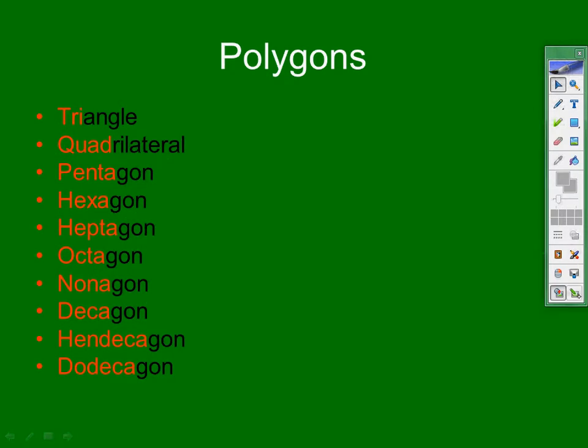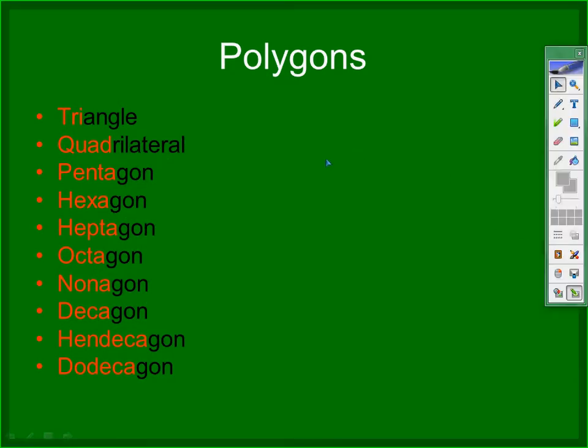When we are naming polygons, we name them by the number of sides or vertices that they have. Triangle is a three-sided polygon. Tri meaning three. Quad is four-sided. Pentagon is 5. Hexagon is 6. A heptagon is much less common. It is 7-sided. Octagon is 8. Nonagon 9. Decagon 10. Hendeca is 11.